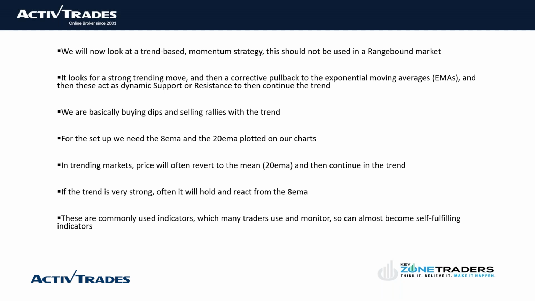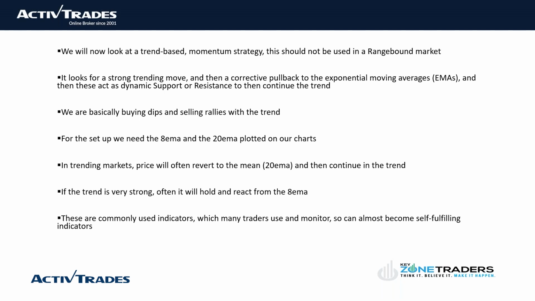So we're looking for strong trending moves, and then corrective pullbacks to the exponential moving averages, and then for these moving averages to act as dynamic support and resistance and then continue on the trend. We are basically buying dips and selling rallies. As we say, markets don't move in a straight line, even in an impulsive move. On the lower time frames, you are going to get retracements. They're going to be very shallow retracements, but they are going to retrace.